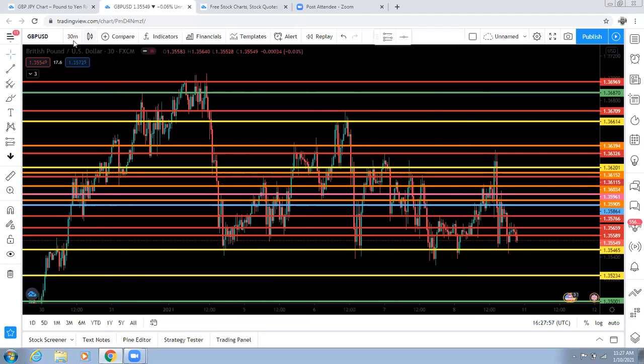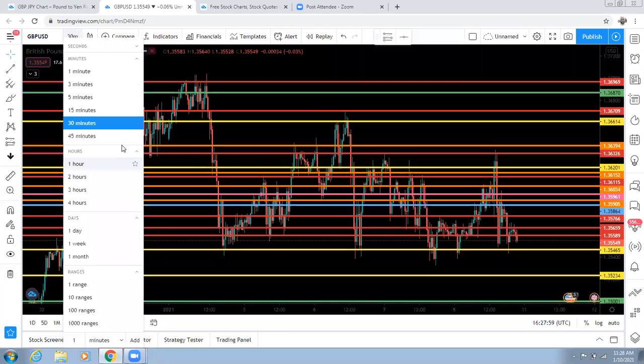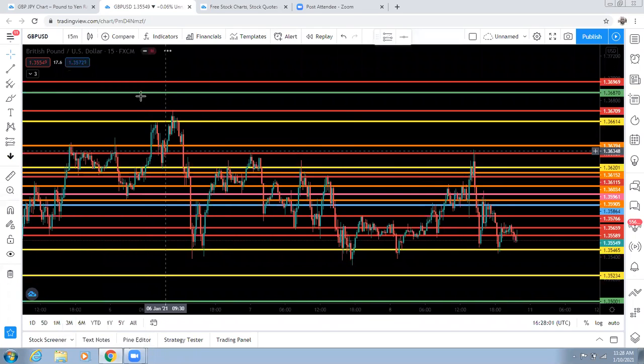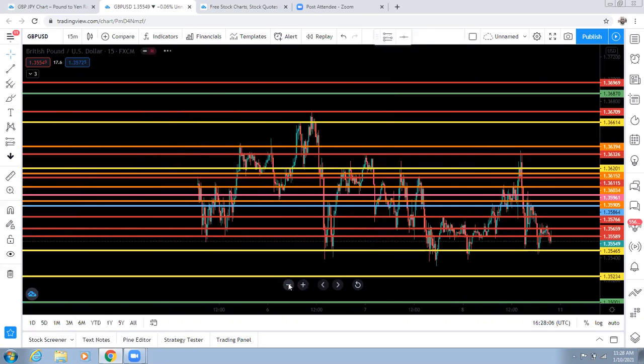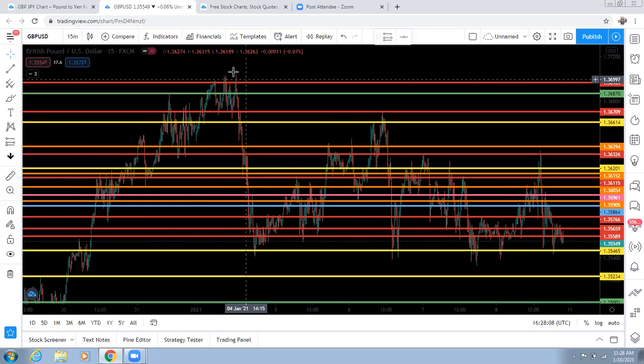We drop down to the 15-minute, and this is where we're going to see a lot more movement. We tighten up the chart. Here's that same area that we were talking about from before. Here's the drop. It hits right to this level and respecting them.